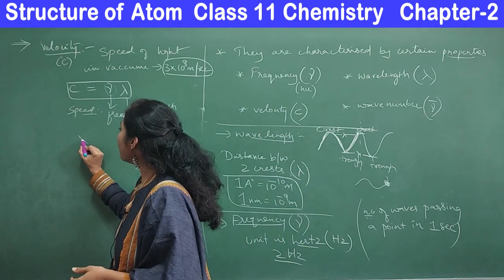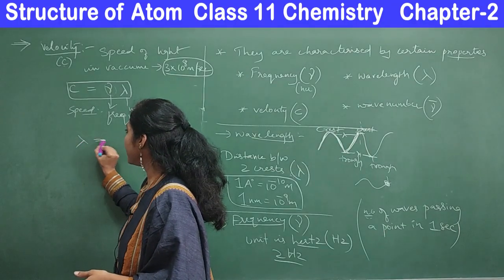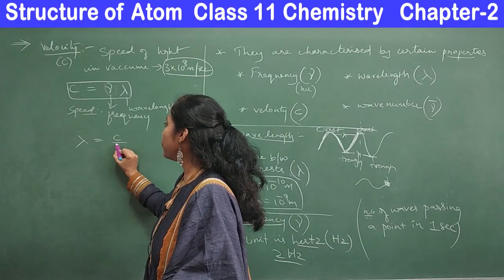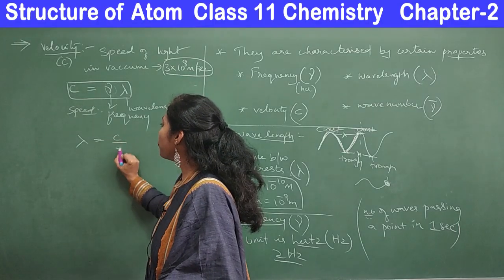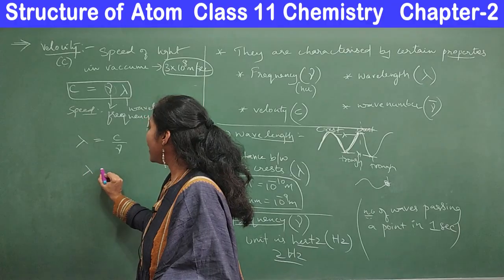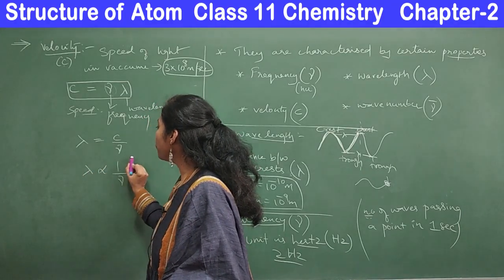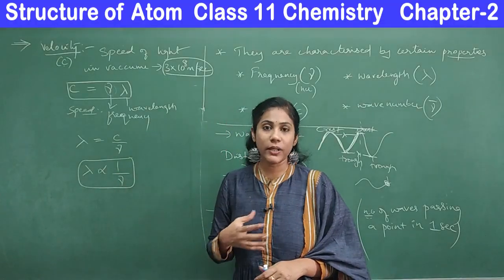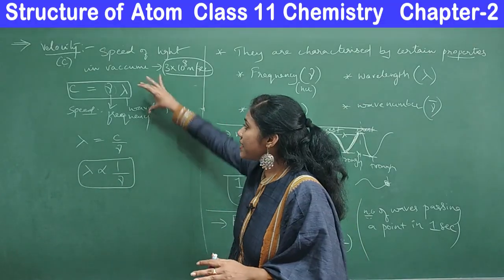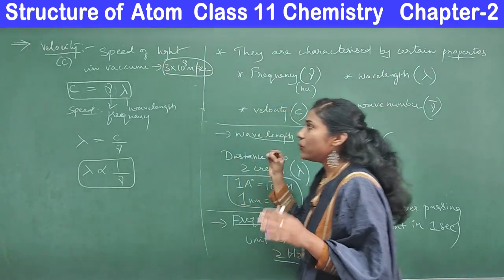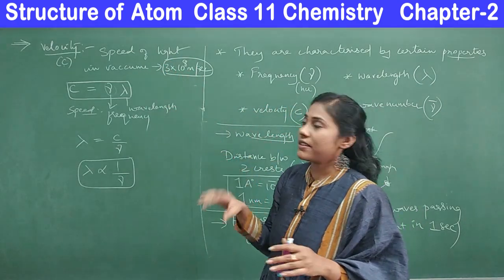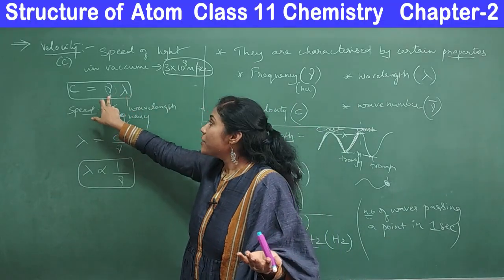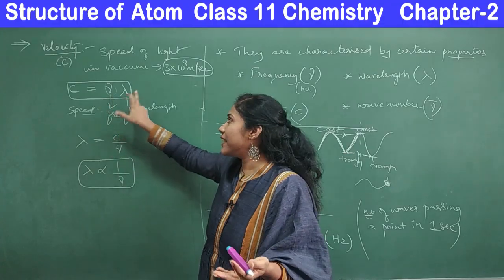And always our wavelength, from this equation, if I have to write lambda, lambda is equal to c by nu, right? That means our lambda is inversely proportional to nu. Both wavelength and frequency are inversely proportional to each other. This is a very, very important formula that you will be using to calculate some numericals. When you know lambda of some radiation, you can calculate frequency. When you know frequency of some radiation, you can calculate lambda.